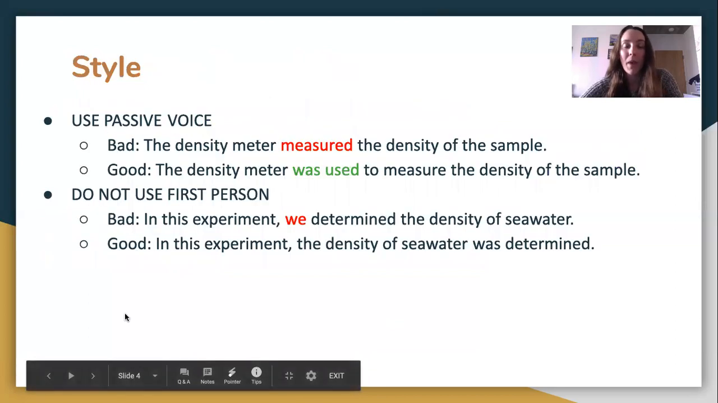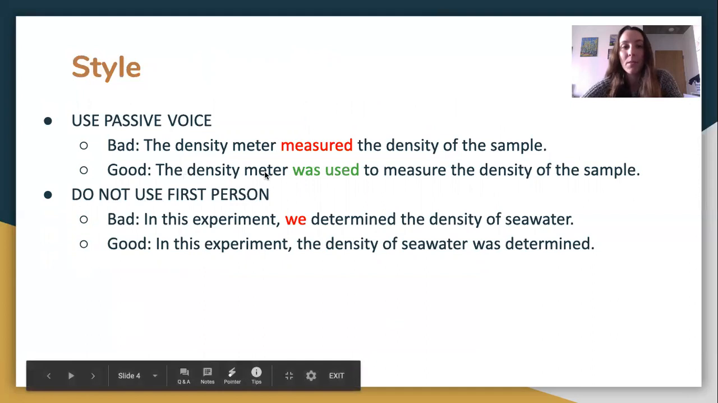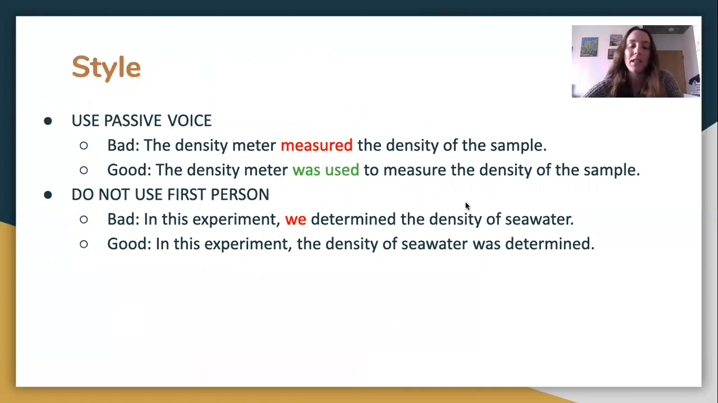Okay. Some grammatical stuff that you should try to perfect right now as a scientific writer. You always want to use passive voice and third person. Okay. So passive voice sounds like this. The density meter was used, instead of saying that the density meter measured the density. Okay. First person is when you say I, we, any of those pronouns. So you want to just avoid that completely by writing in passive voice. So instead of saying, in this experiment, we determined the density of seawater, you would say, in this experiment, the density of seawater was determined.